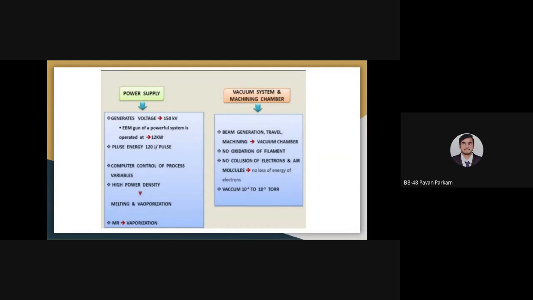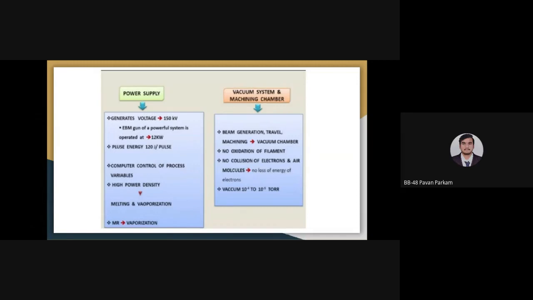Because of this vacuum, there is no oxidation of the tungsten filament. Otherwise, if the chamber were not vacuum, the oxygen molecules in the air would oxidize the tungsten filament, which is heated up to a very high temperature. There is also no collision of the electrons with air molecules, so no loss of electron energy. This is the importance of the vacuum.